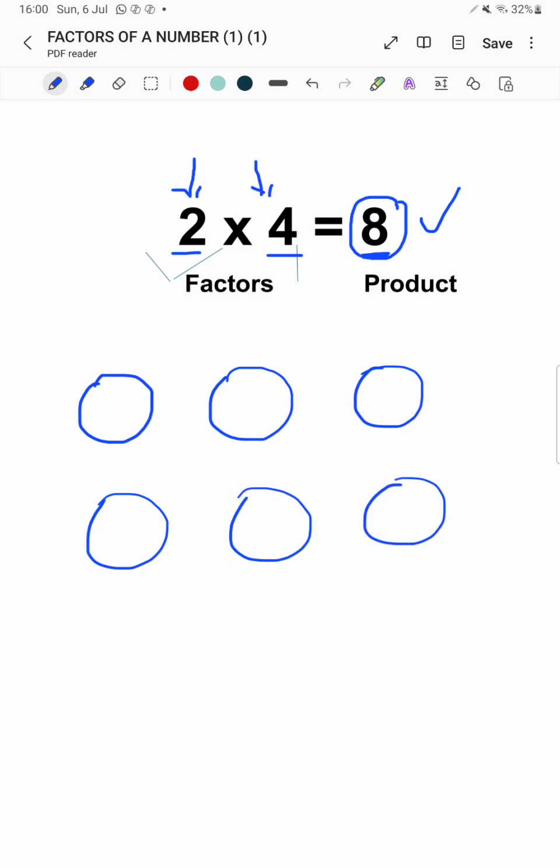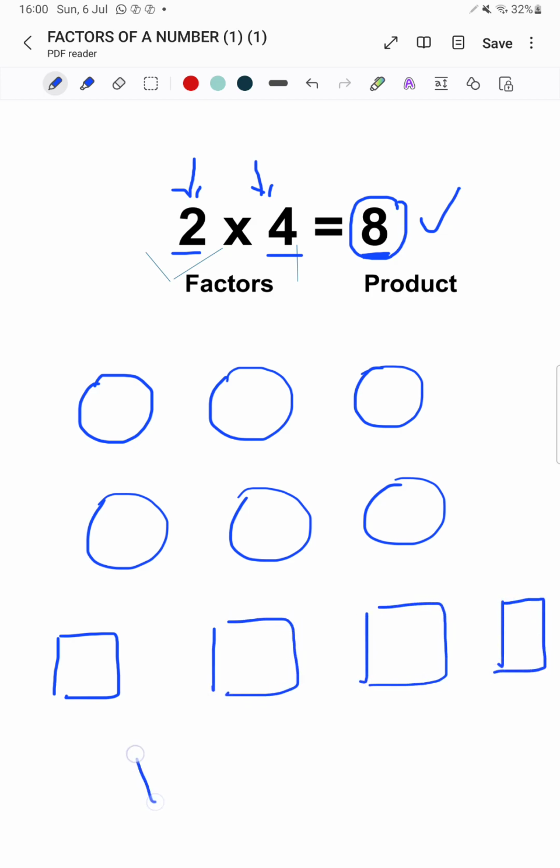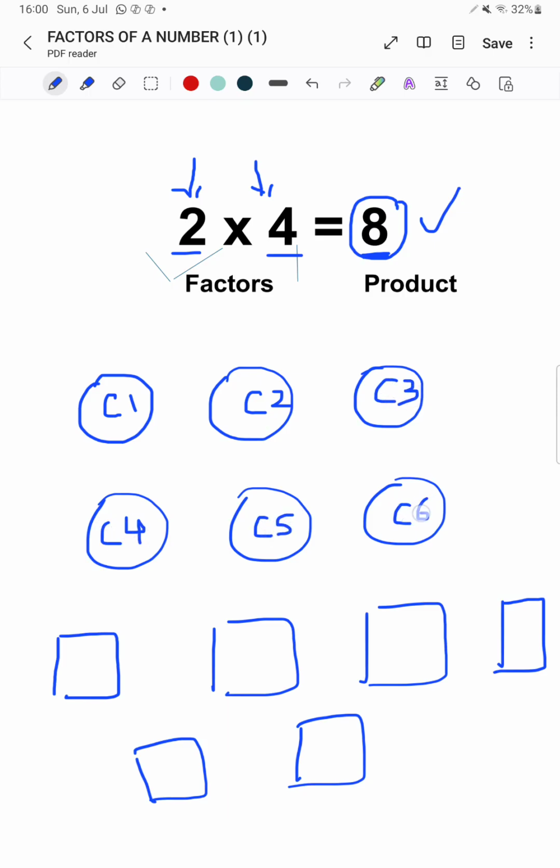I have these 6 cookies and I have a few plates. I am just taking randomly how many plates I want. These are the cookies. So I just write cookie 1, cookie 2, cookie 3, cookie 4, cookie 5 and cookie 6. Now I have to arrange these cookies in the plates.